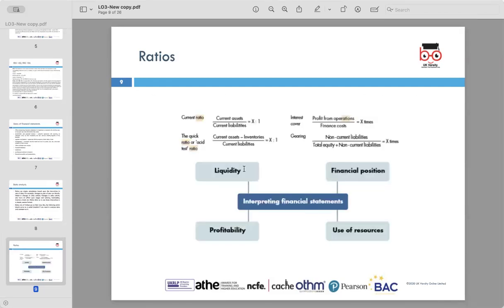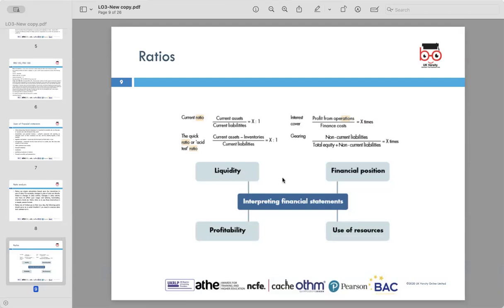Ratios. Okay. Financial ratios are an essential tool in understanding and interpreting a company's financial statements. They offer insights into various aspects of a business's performance, including liquidity, profitability, and overall financial health. Current ratios and quick ratios.